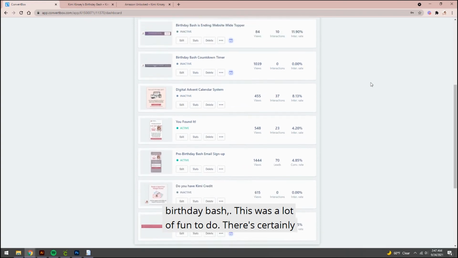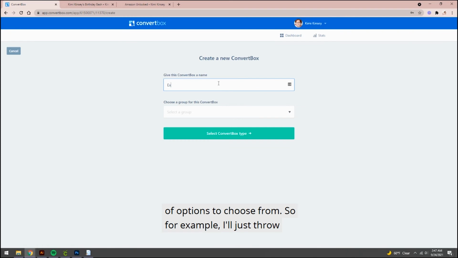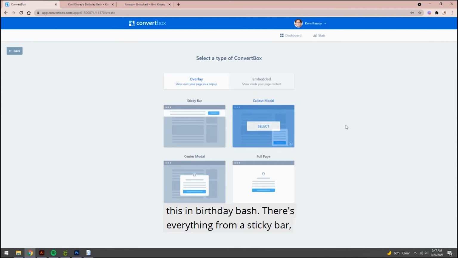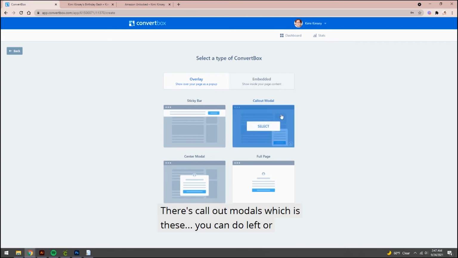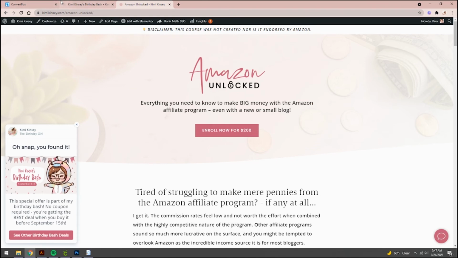This was a lot of fun to do. There's certainly lots of other different things I could have done. There's a lot of options to choose from. So for example, and I'll just throw this in birthday bash, there's everything from a sticky bar, which is sort of what you see in those top info bars. There's call out modals, which is these. You can do left or right hand side.